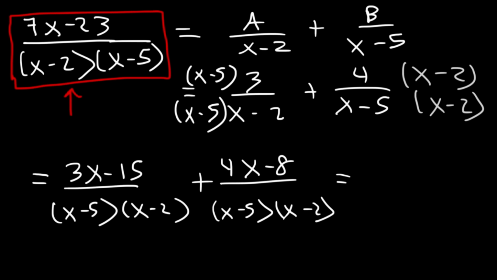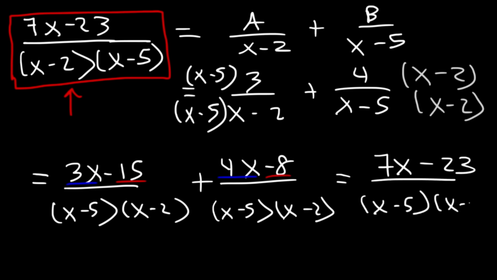Now, if we add 3x and 4x, that will give us 7x. And then if we add negative 15 and negative 8, that will give us negative 23. So as you can see, the answer that we had at the beginning was correct. So it's 3 over x minus 2 plus 4 over x minus 5. That's the answer. Now, for the sake of practice, let's try another similar problem.